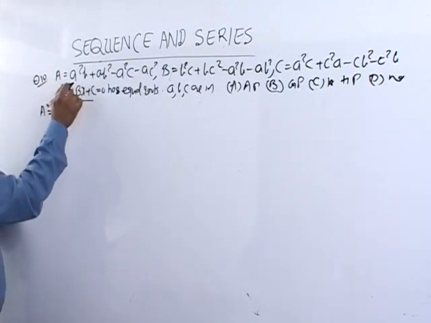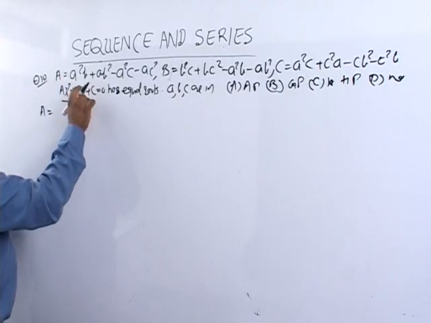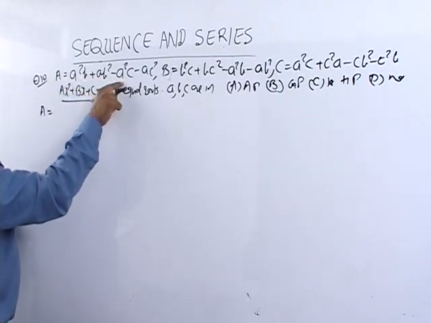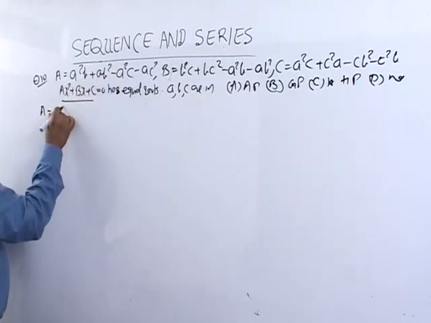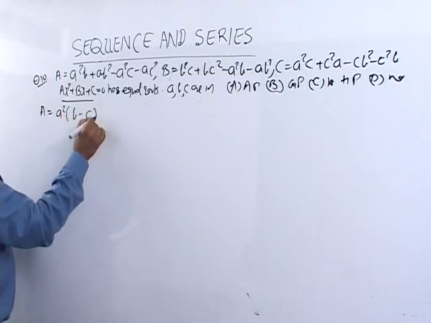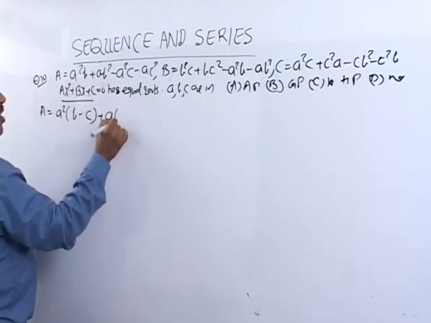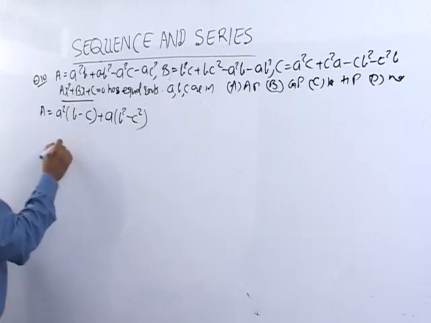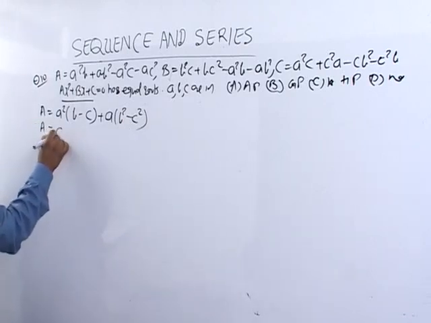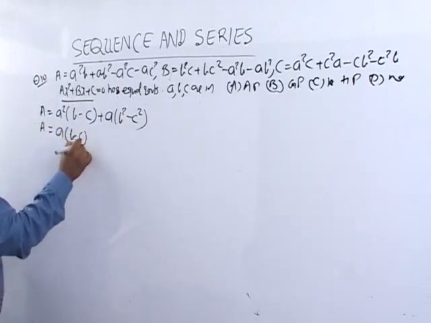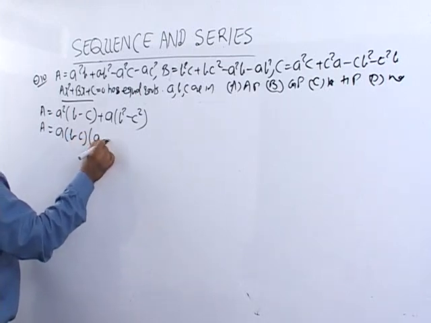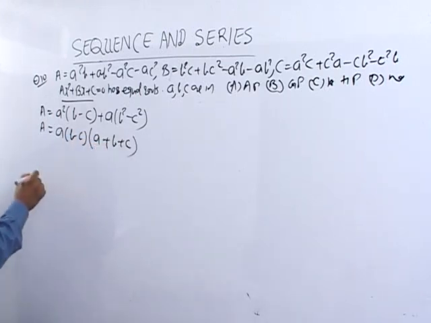Rearranging the things, I am just going to take it common. A square, from the first and third terms I am going to take common. I got A square times B minus C, plus I got A common times B square minus C square. Now A will be equal to what? A common, B minus C. I'm left with A plus B plus C over here.